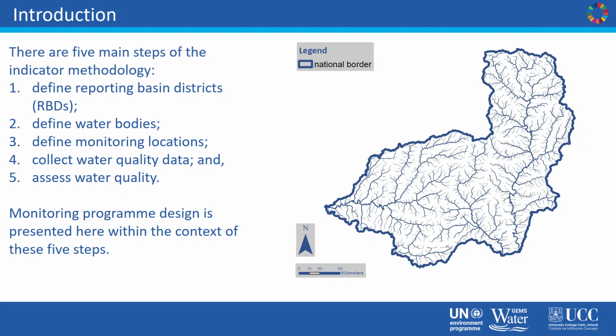There are 5 main steps of the indicator methodology. The first is to define the RBDs, or reporting basin districts, and then to define the water bodies, to define the monitoring locations, to collect the water quality data, and then use those data to assess or classify water quality for each of those water bodies. Monitoring program design is presented here within the context of these 5 steps.